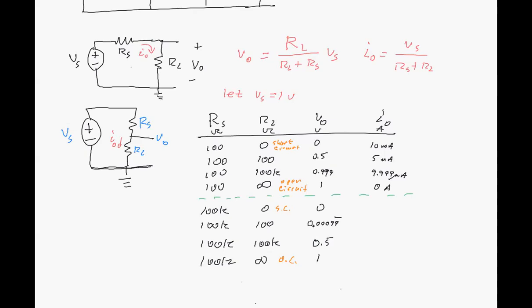And for the current, of course, with the short circuit, the maximum current we'll get is about 10 microamps with 100K there. And if we go to 100 ohms on the load resistance, we'll get 9.99 microamps. And by the time we get to the balanced case, 100K and 100K, we'll have 5 microamps. So it's gradually dropping down to 0. The load and the source resistance play very important roles with respect to each other.